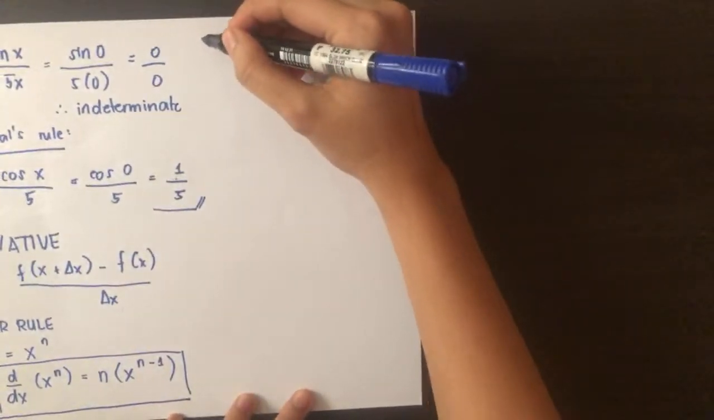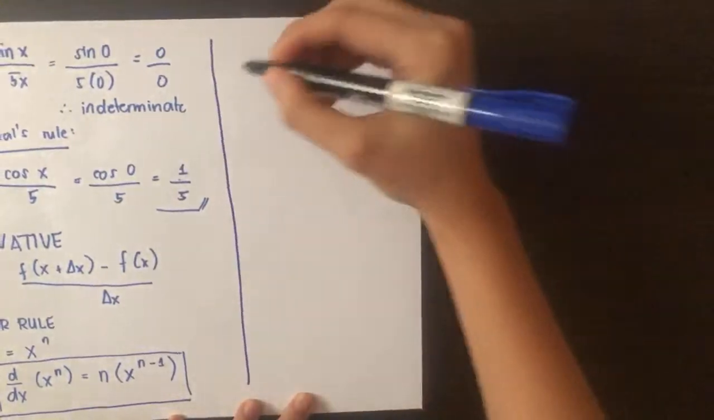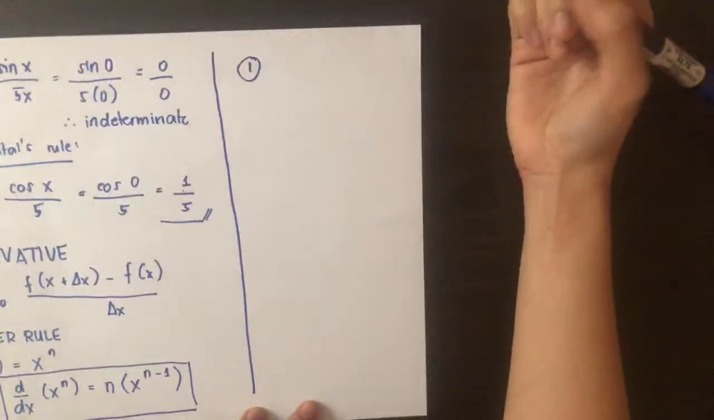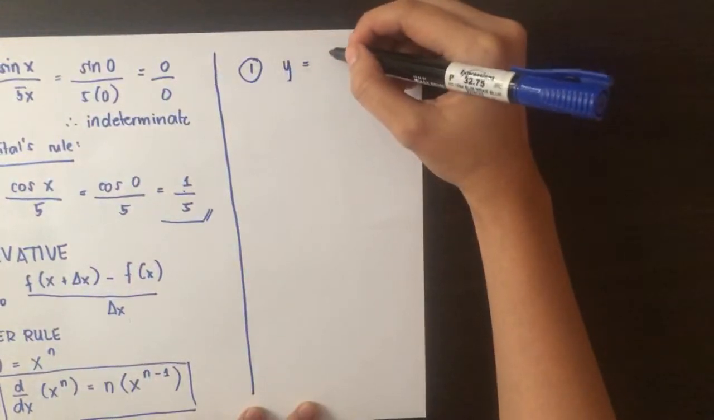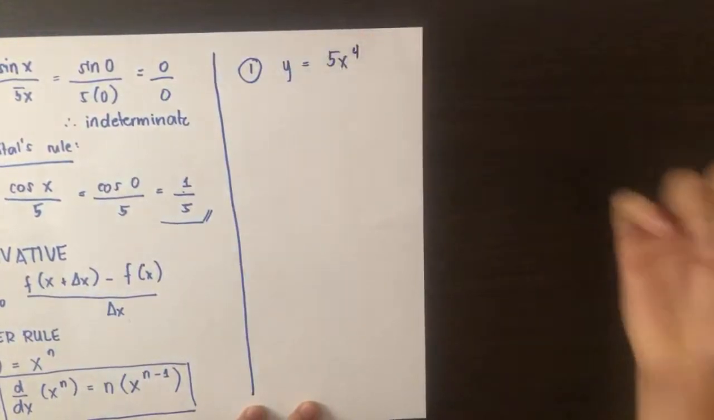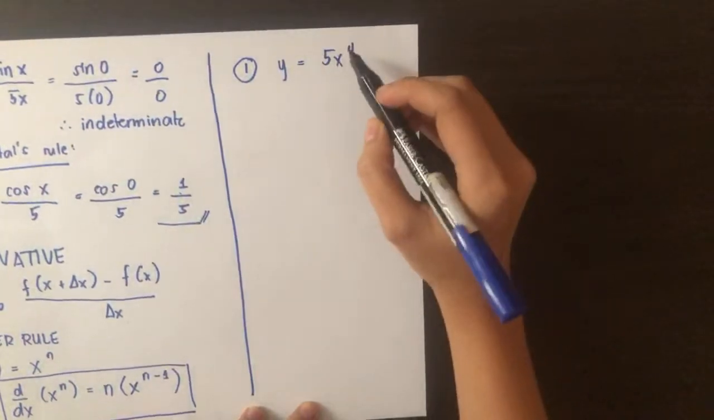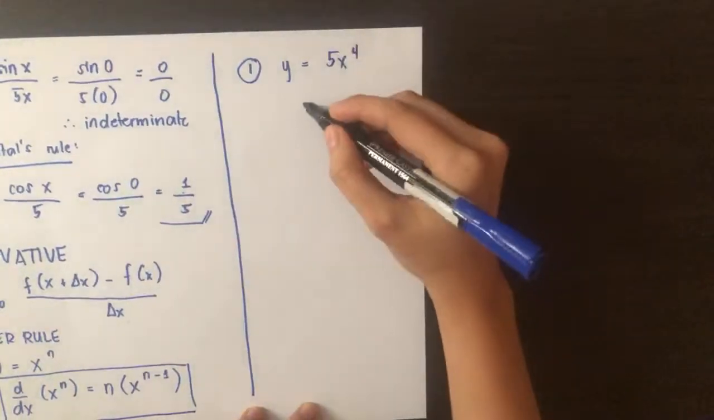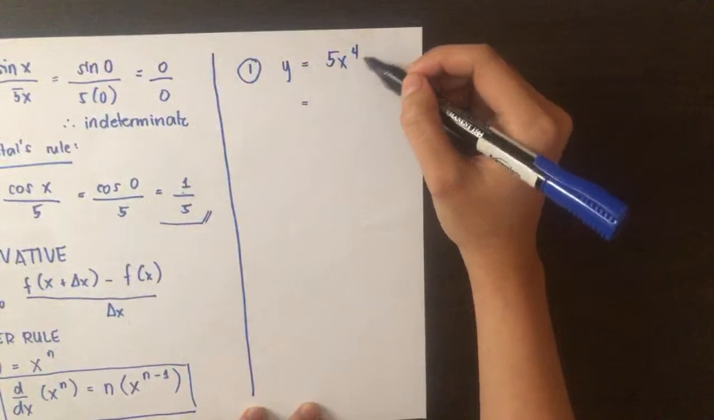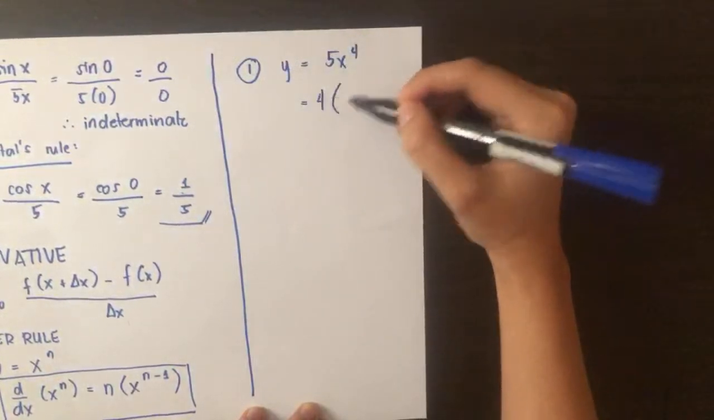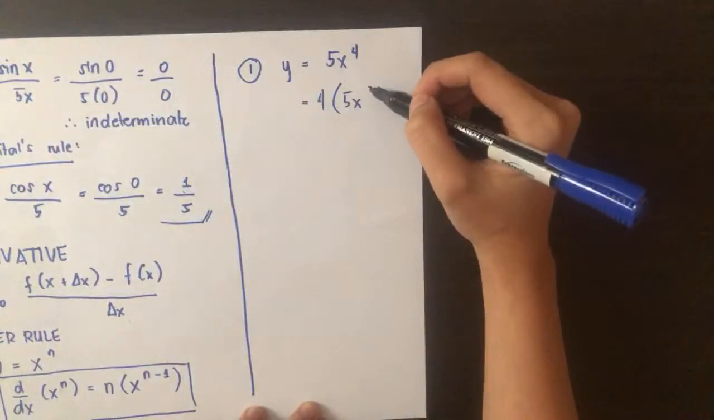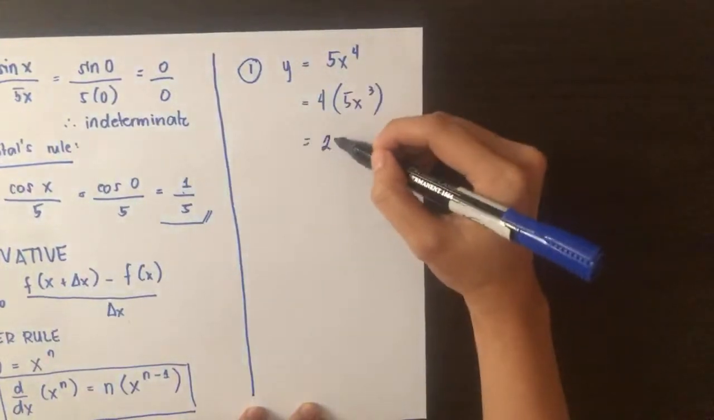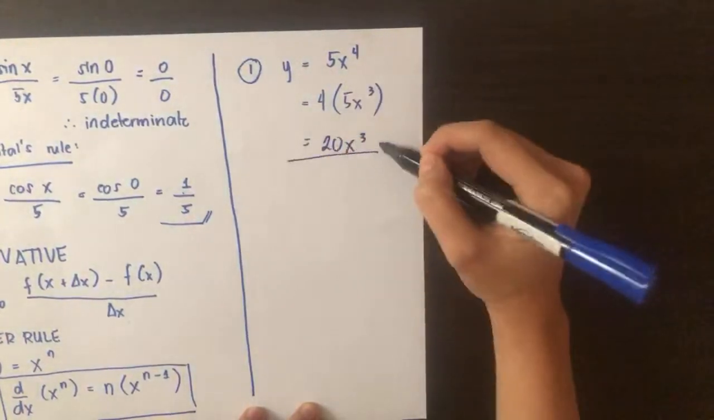Let's proceed with an example. So, example number 1. Get the derivative of 5x raised to 4. Ayan, simplihan lang natin. So, ito yung power natin, si 4. So, what we do is bring down 4 times 5x. So, 4 minus 1, 3. Simplifying, we have 20x cubed.